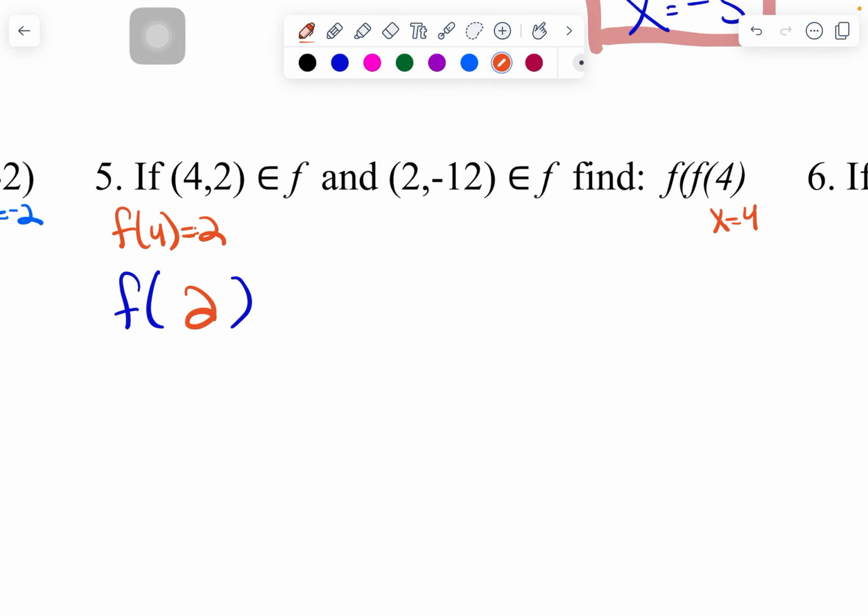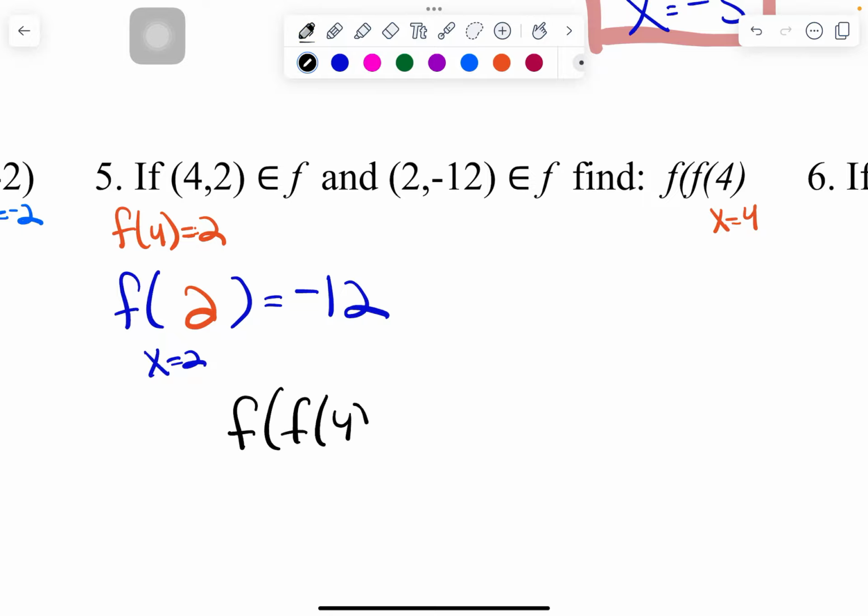So now I want to know what f of 2 is equal to. And so f of 2, well, this is when x is equal to 2. Oh, look at this other ordered pair here. Here's my value for x. This is what the function is equal to. So f of 2 is equal to -12. Now, if you want to, you can tell me f of f of 4 is equal to -12.